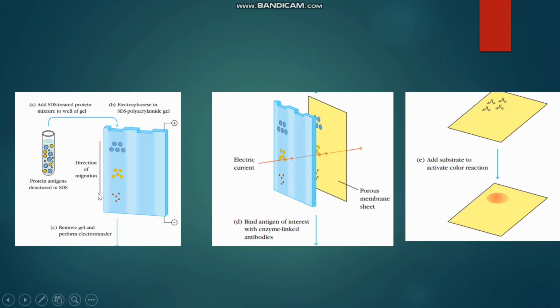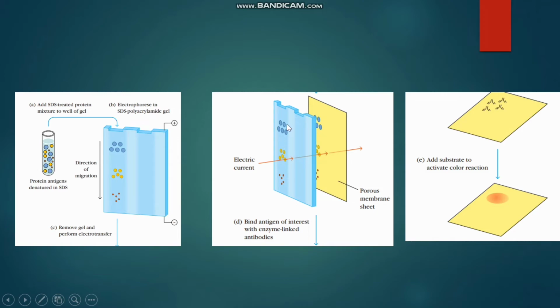So this is the overall picture of Western blotting. First, we have SDS treated protein mixture. So we need to add this sample to the SDS polyacrylamide gel electrophoresis. So we need to run the electrophoresis. So based on the molecular size, the migration of proteins will occur. Then remove the gel and perform electrotransfer.